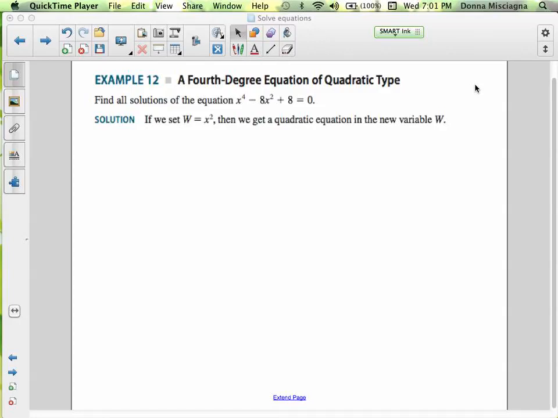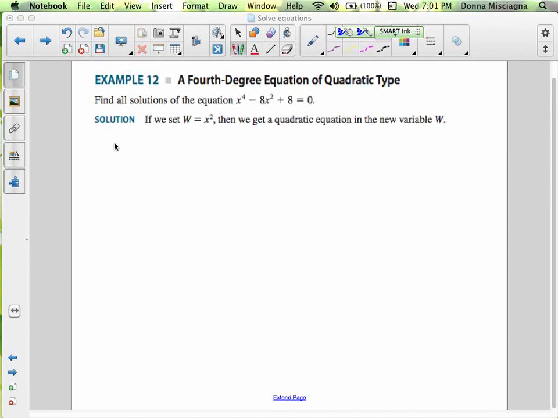Let's learn how to use substitution to solve equations like x to the fourth minus 8x squared plus 8 equals 0 using techniques from solving quadratic equations. Notice that the largest exponent, x to the fourth, is twice the other exponent, x squared. So if we set w equal to x squared, we can get a quadratic equation in a new variable w, and then we can use techniques for solving quadratic equations.